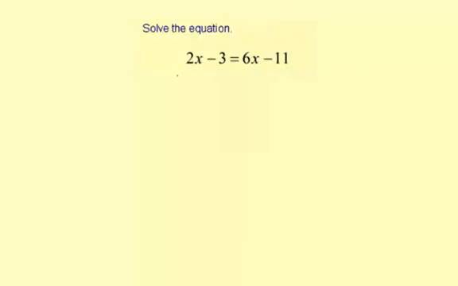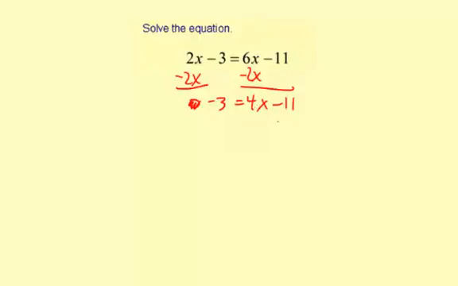Goal is to get the x's on one side, the numbers on the other side. So I'm going to subtract the smaller x term first, 2x, from both sides. So 2x minus 2x makes 0, and negative 3 just comes straight down. 6x minus 2x equals 4x, and then the minus 11 just comes down. You're not adding or subtracting anything there. And this 0 really doesn't have to be written. I just wrote it to show what happens with the x's, but you don't need to put it.